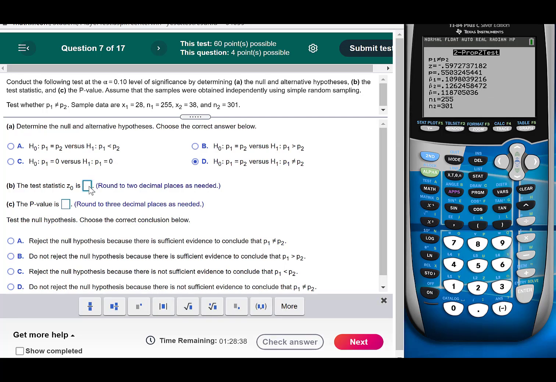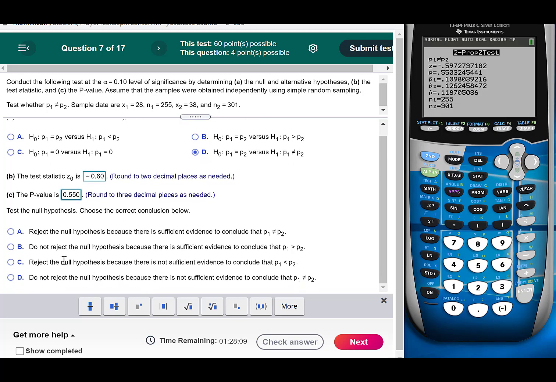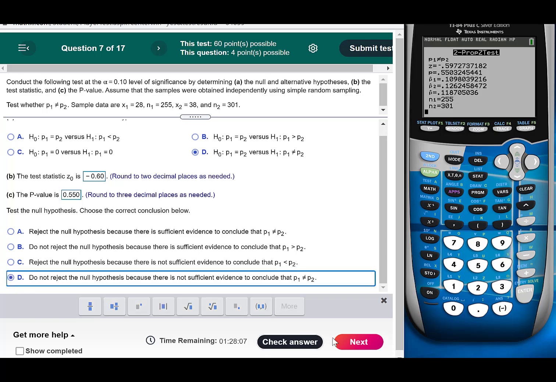And the test statistic Z will be negative 0.59, so it's negative 0.60. The p-value, guys, is 0.5503, or 3 decimal places, so just 0.550. This is bigger than alpha. You fail to reject the null hypothesis. So there is not sufficient evidence to conclude that P1 is not equal to P2. It's right here.